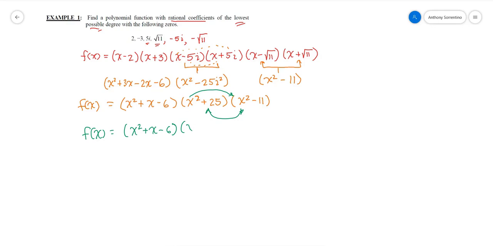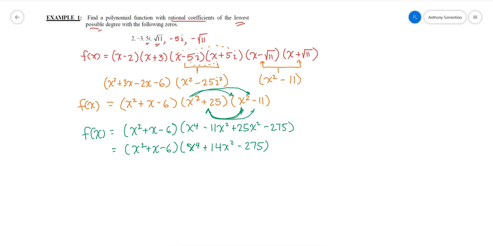x squared times x squared is x to the fourth. X squared times a negative 11 is a minus 11x squared. 25 times x squared is a plus 25x squared. And 25 times a negative 11 is going to give me a minus 275. And so I can combine some like terms on that one. And then lastly, I'm going to have to distribute one last time to get this final expression.